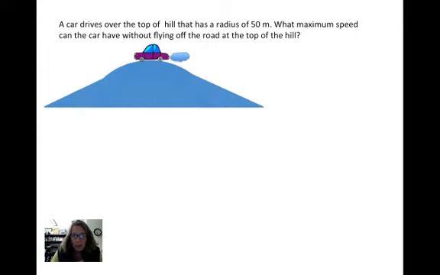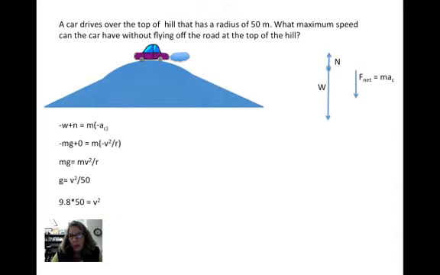The last problem is a car that drives over the top of a hill that has a radius of 50 meters. So the distance from the center to here is 50 meters. What is the maximum speed the car can have without flying off the top of the road? I'm going to draw a free body diagram with the weight of the car and a normal force from the road pushing against the car. The acceleration is going to be downward because this is circular motion.